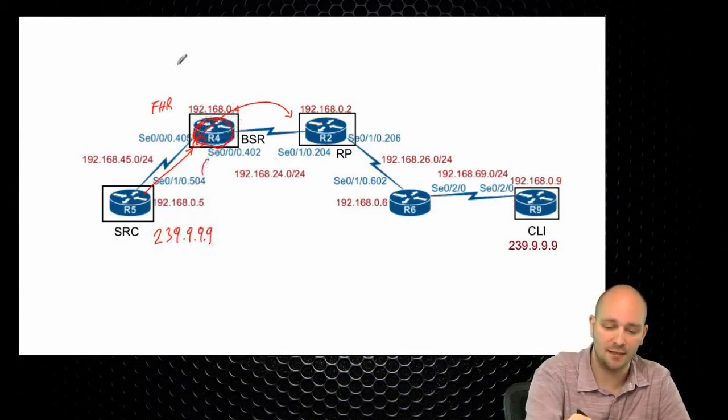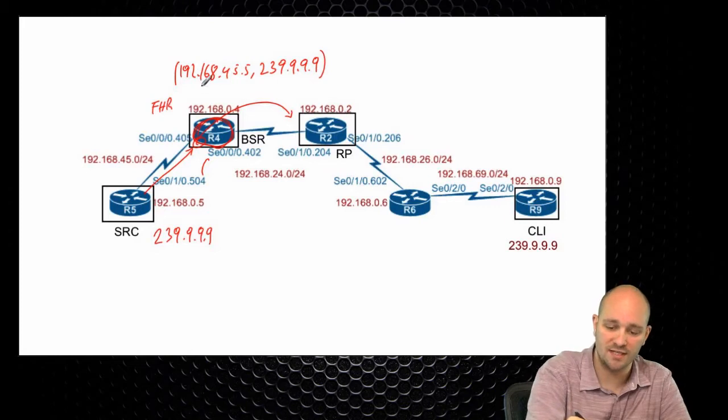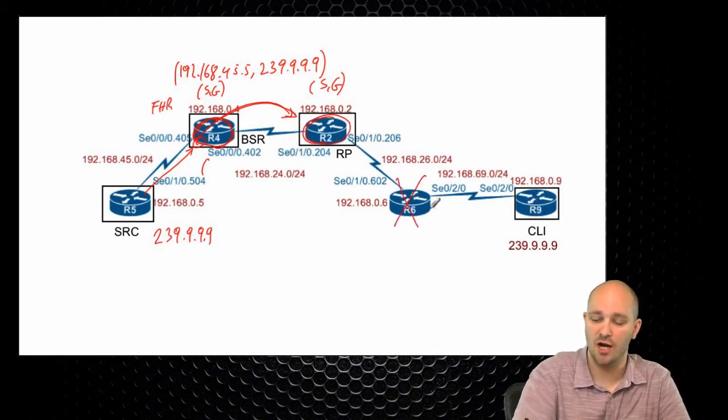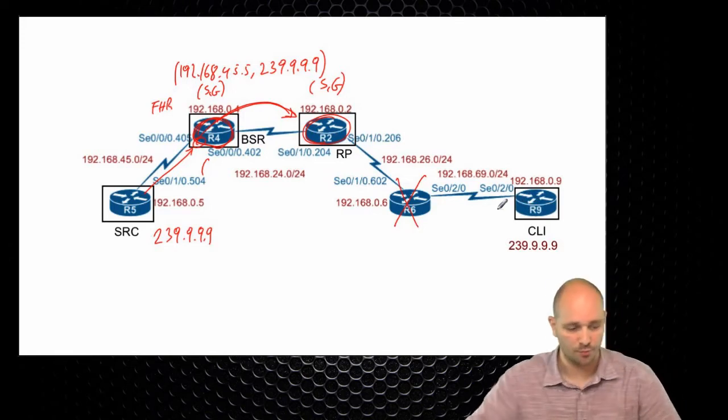So I will be seeing 192.168.45.5, 239.999, so this is our S, G state, but I will also be seeing this state created here. Now I will be seeing this state created here as the result of this register message, but there will be no state on R6 because R9 has not joined this group yet.